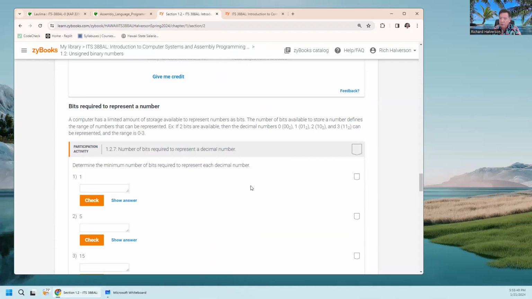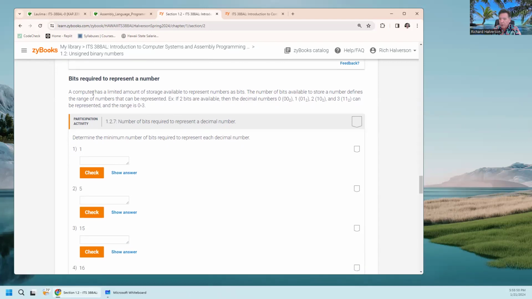Bits required to represent a number. A computer has a limited amount of storage available to represent numbers as bits. So the number of bits available to store a number defines the range of numbers that can be represented. So of course, if only 2 bits are available, you can only store a 0, 1, a 2, and a 3.